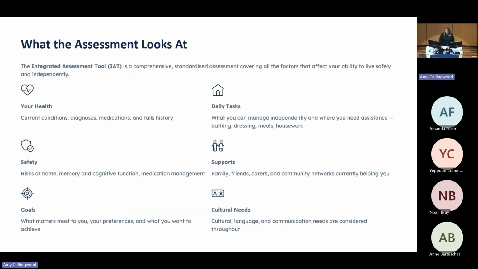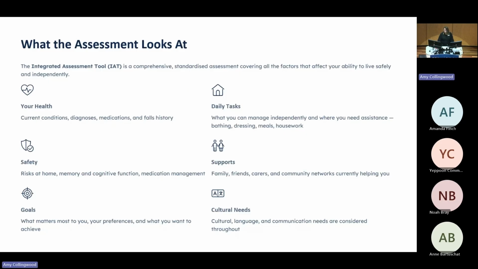What the assessment tool actually looks like. Now we will use an integrated assessment tool, a comprehensive standardised assessment covering all the factors that affect your ability to live safely and independently. So they're going to look at your health. What are your current conditions? Diagnoses, medications, have you had any recent falls or are you a falls risk? They're going to look at the safety of your home, your memory, your cognitive function, medication management.